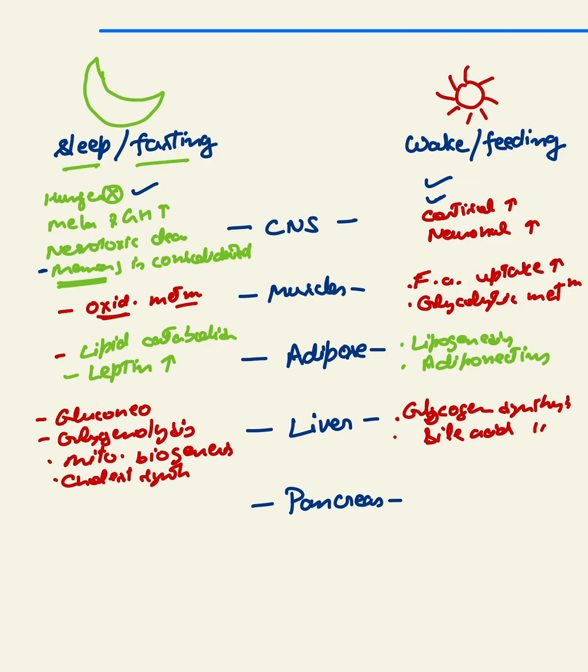Now, in the pancreas, what does happen? Pancreas at the night time, yes, since there is no sugar, glucagon is being secreted, and in the daytime, generally during the feeding behavior, insulin is being secreted, right? So this is pretty easy to understand, right?